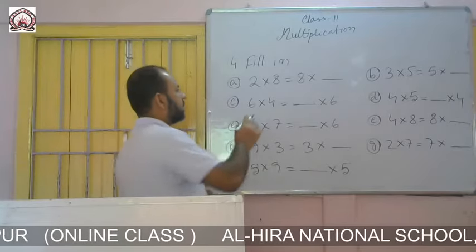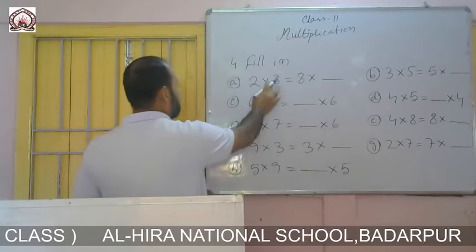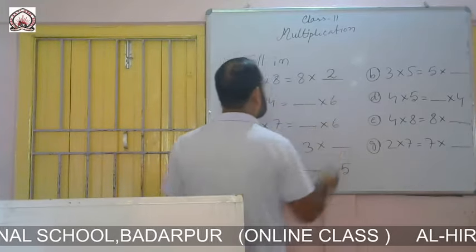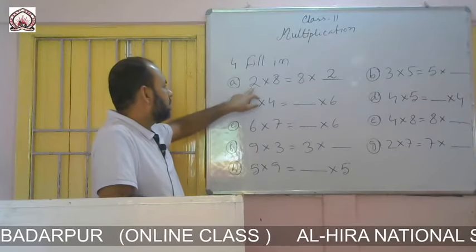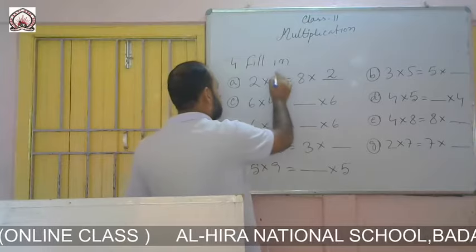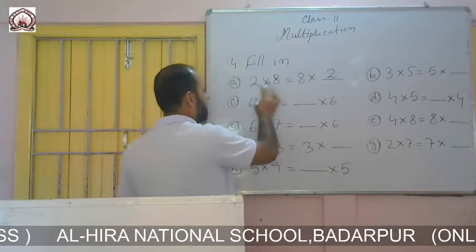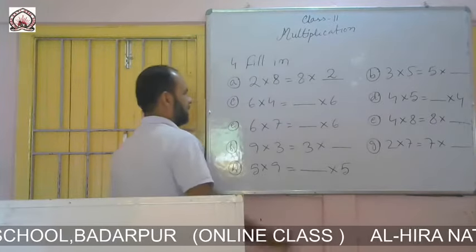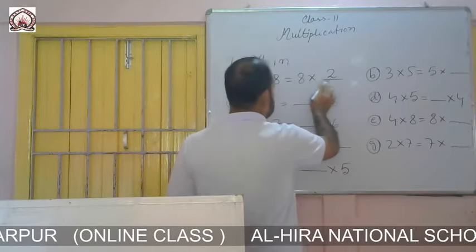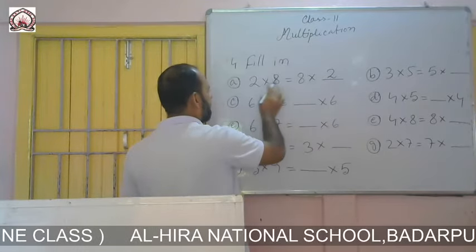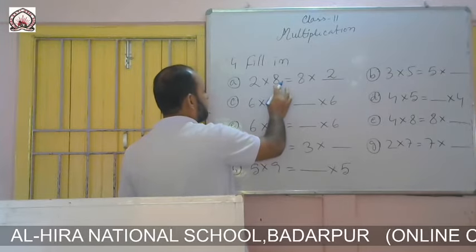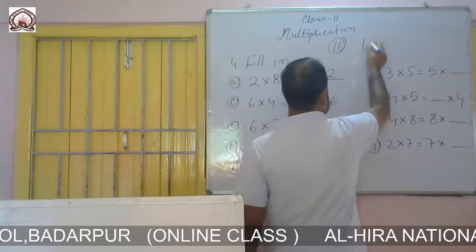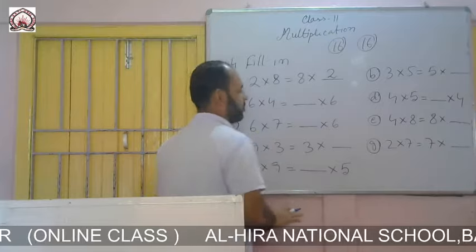So we know 2 into 8 equal to 8 into 2. Both are same. Here 2, 8 times, and here 8, 2 times. 2 eights are 16, and 8 twos are also 16. So both are same.